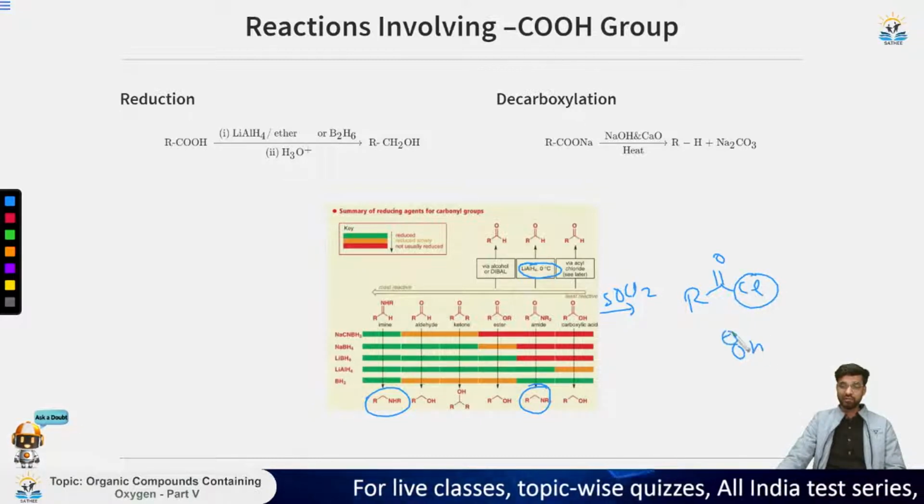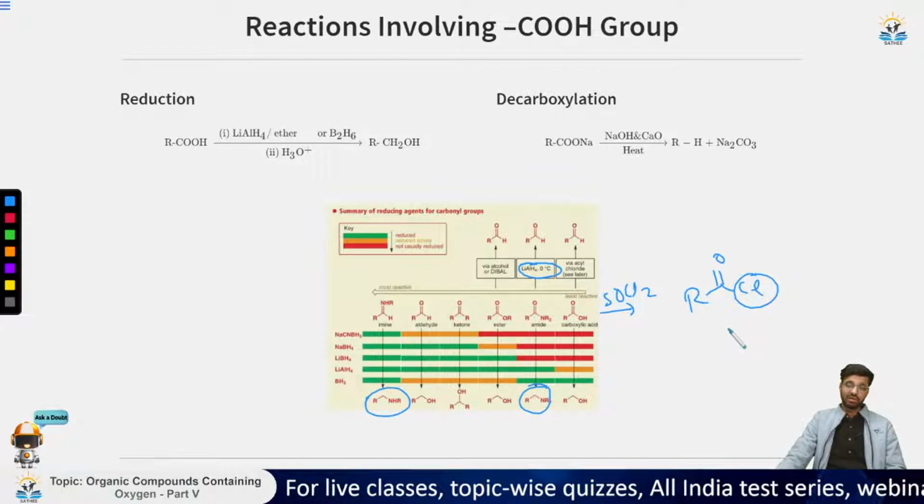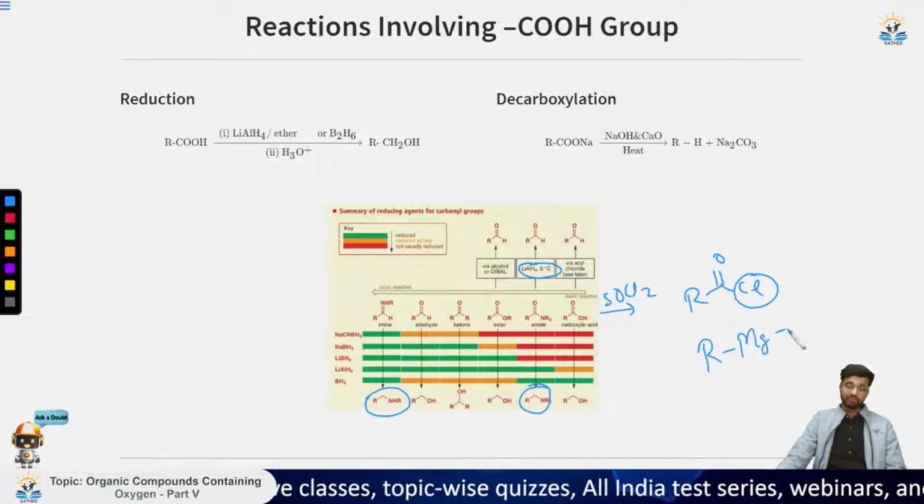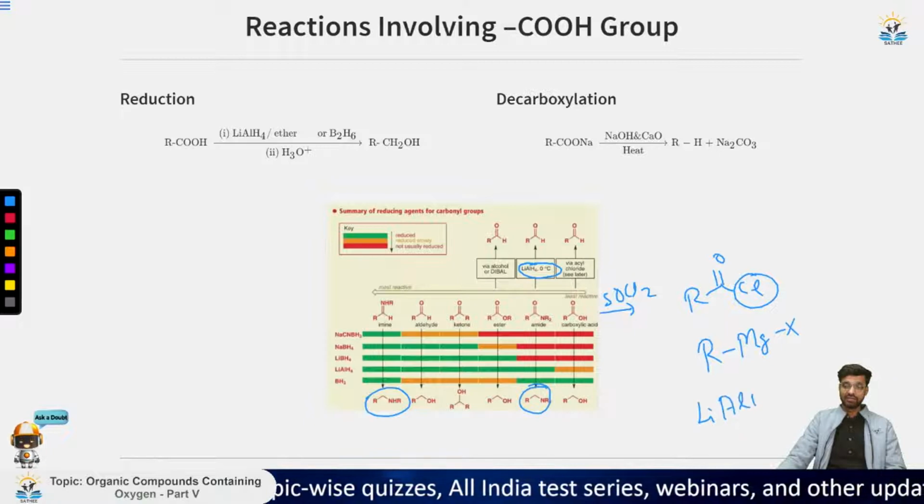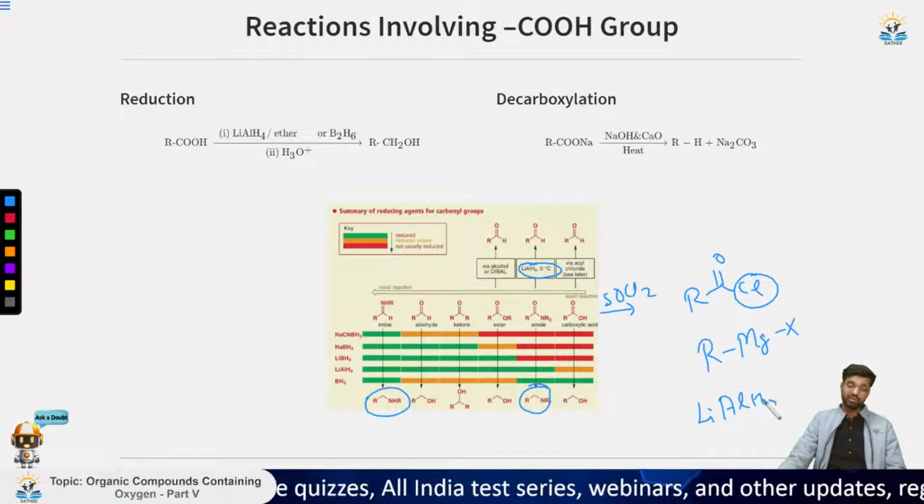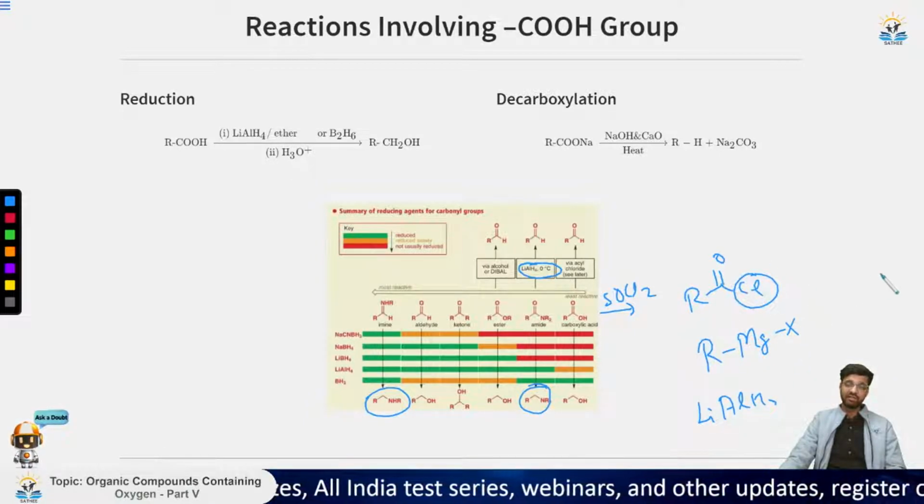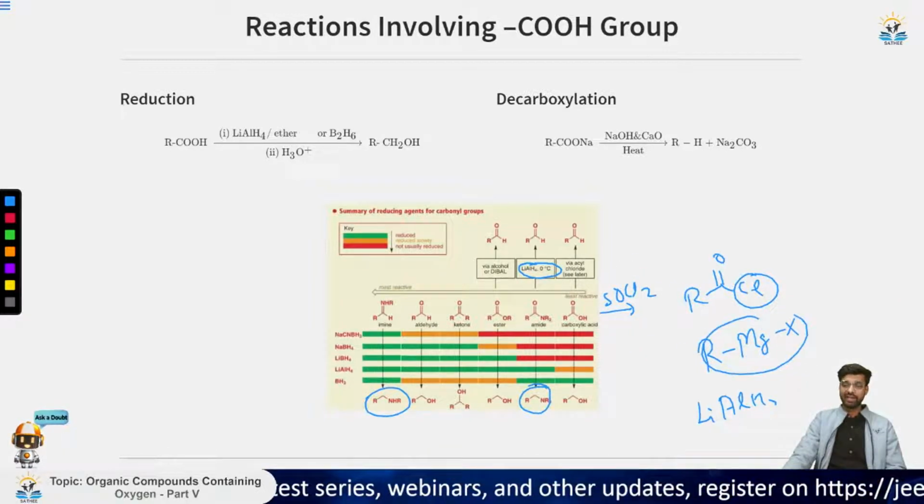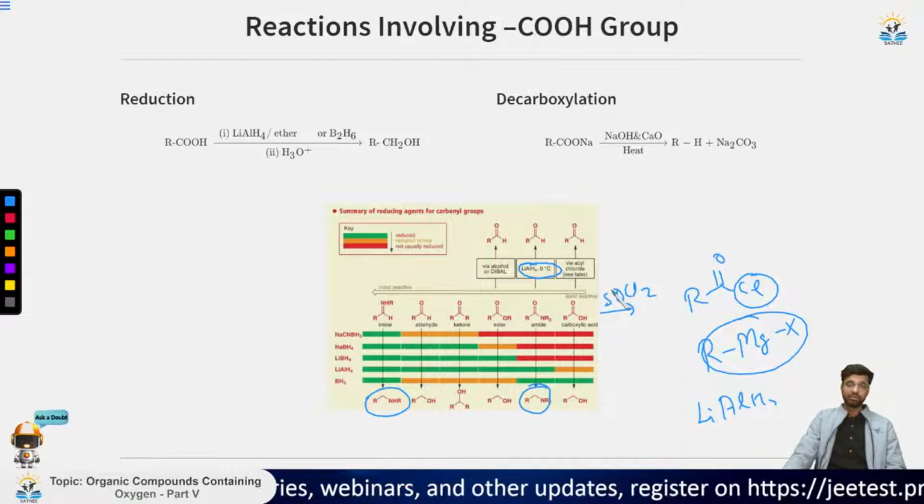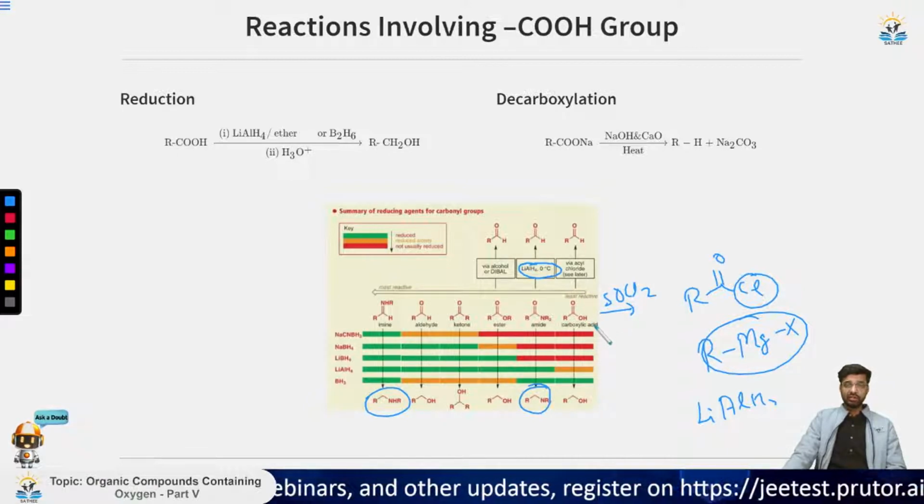So if you take a simple RMgX also, or any hydride donor like LiAlH4, it will give its H here, and this Cl will leave and you will get your aldehyde, or if you use this RMgX you will get your ketone. So this is all about the reducing agent.